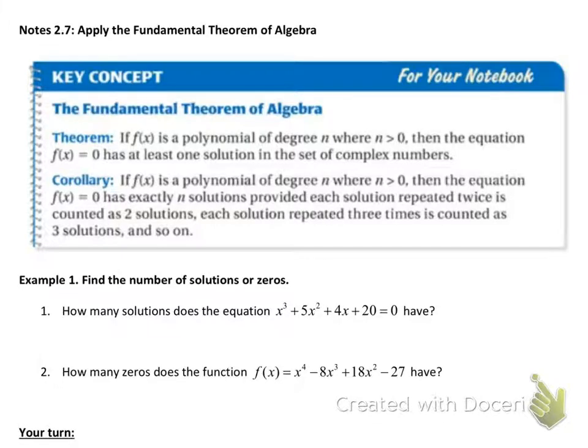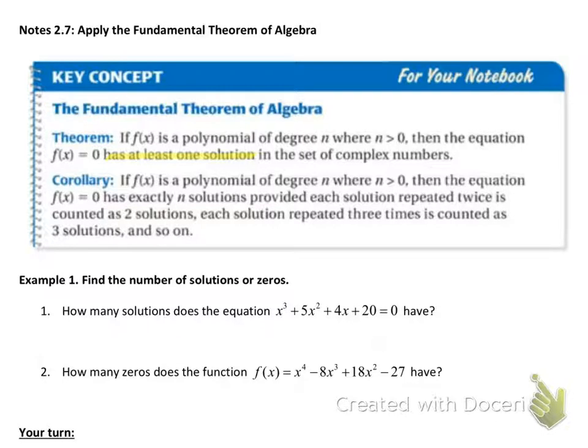Here are the notes for 2.7. It's just applying the fundamental theorem of algebra, which says if f of x is a polynomial of degree n where n is greater than 0, the equation has at least one solution in the set of complex numbers.